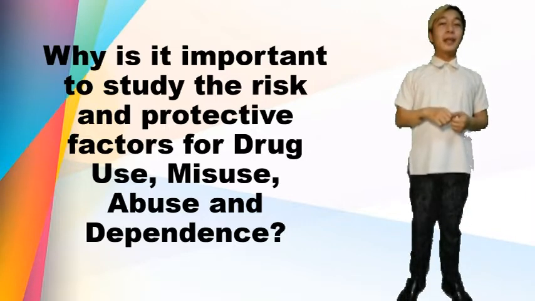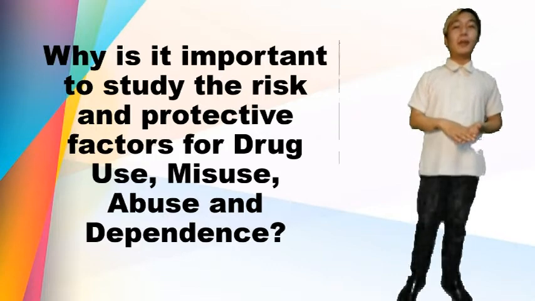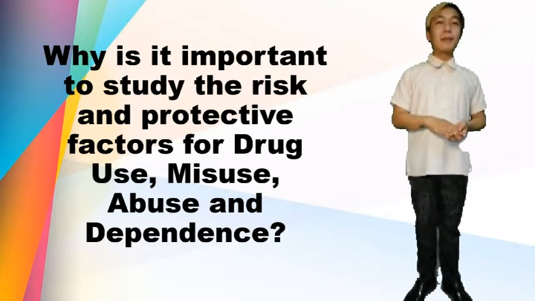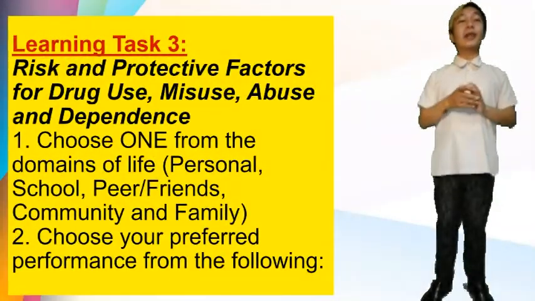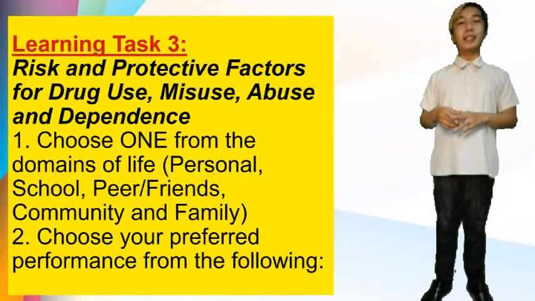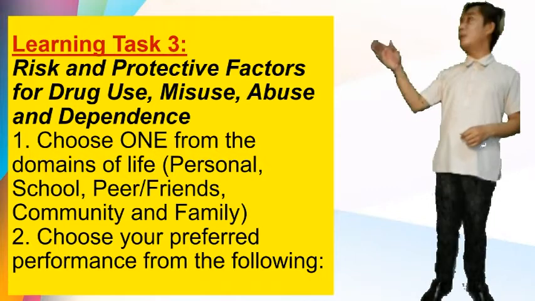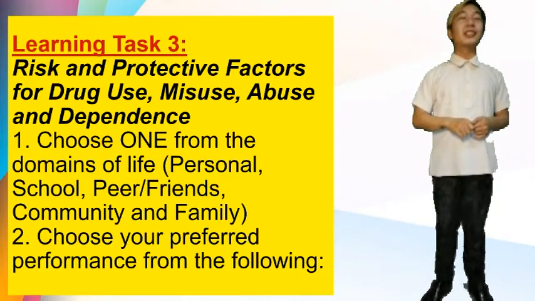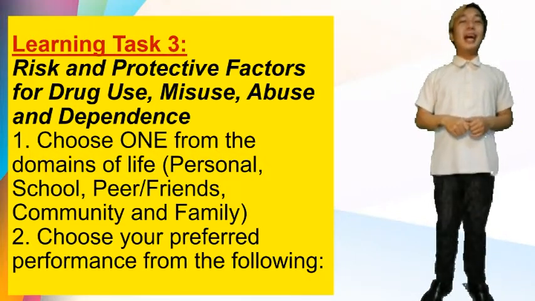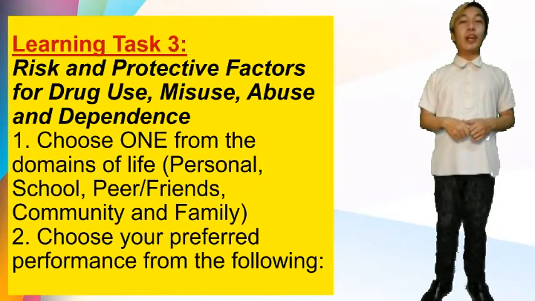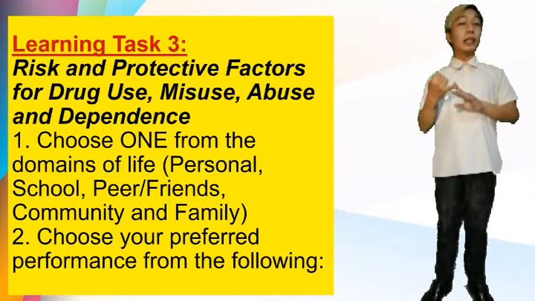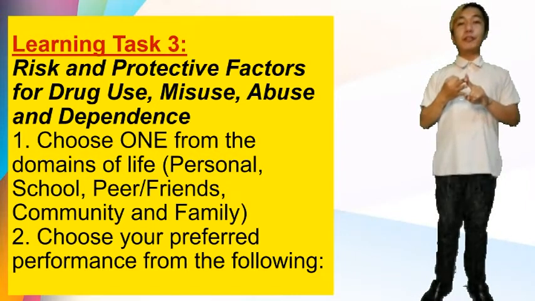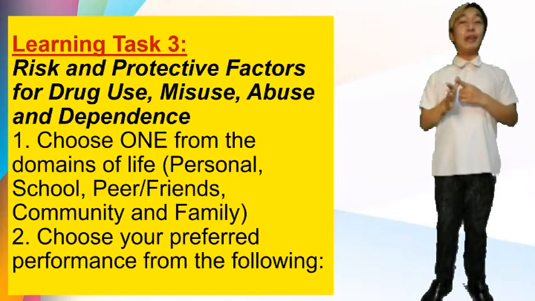Okay, you can write your answers on the back of your learning activity sheets. And now we will proceed to our assimilation. You can refer to our learning activity sheets. This is all about the risk and protective factors for drug use, misuse, abuse, and dependence. So all you have to do is choose one from the domains of life. It could be personal, school, peer or friends, community, and the family.